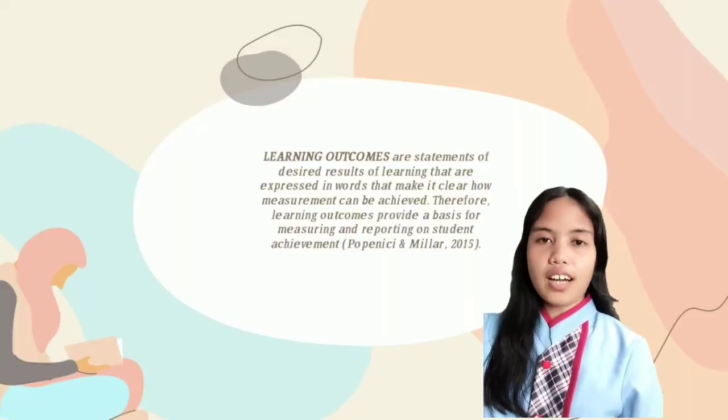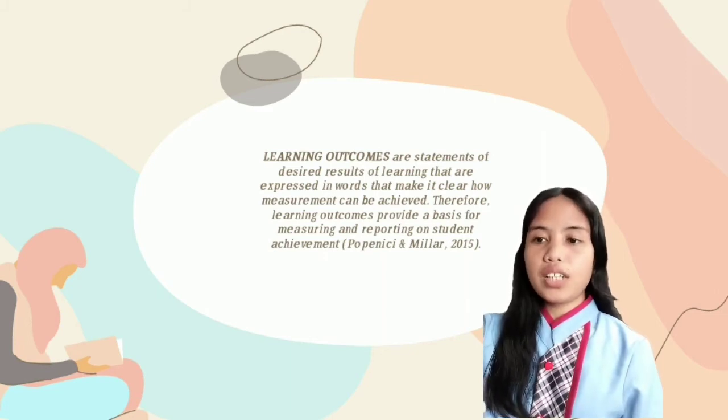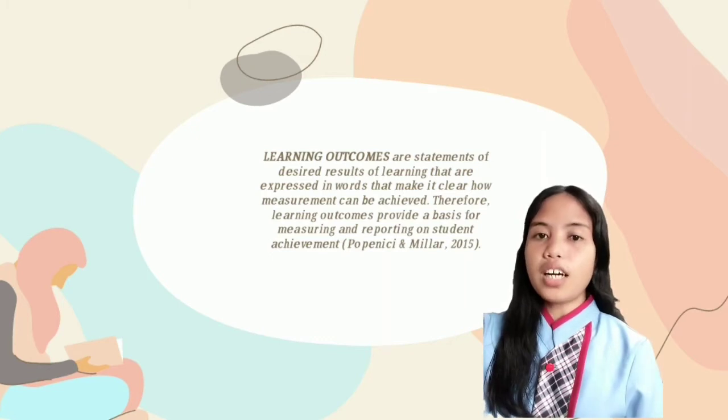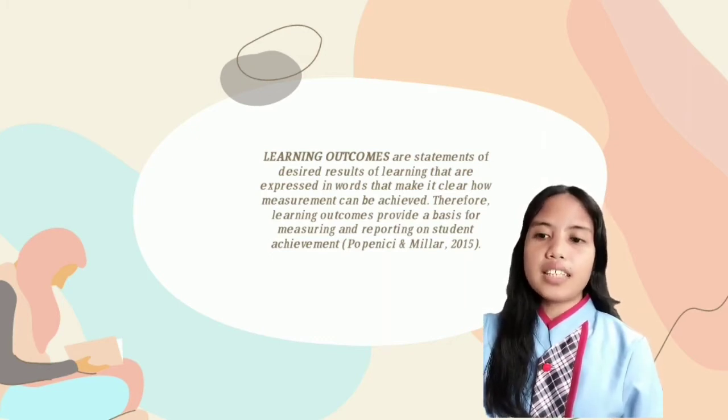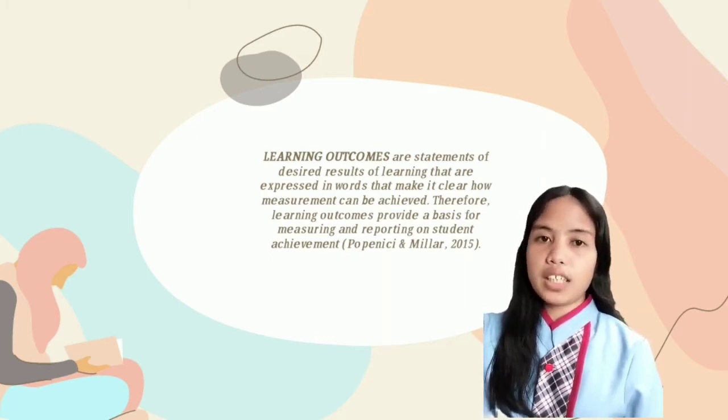Learning outcomes, on the other hand, are statements of desired results of learning that are expressed in words that make it clear how measurement can be achieved. Therefore, learning outcomes provide a basis for measuring and reporting on student achievement. This is according to Popenici and Miller in 2015.